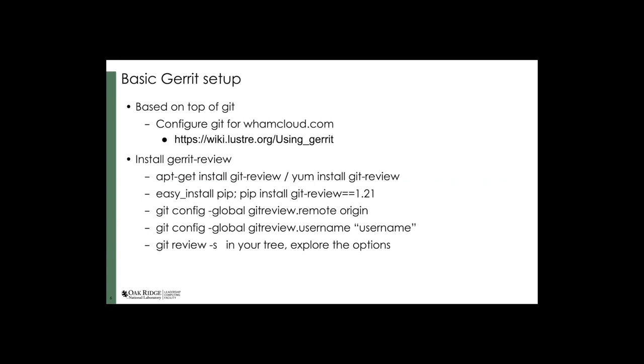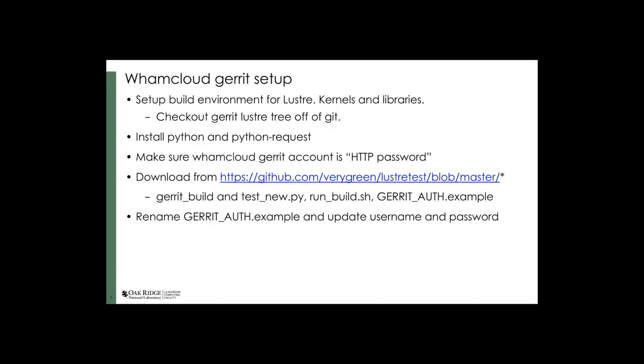And then you can use git review -s in your tree once you have it for Lustre. There are a lot of options to Git Review. It's something worthwhile to explore in your spare time. So it seems pretty easy. Git Review is on top of it, and you set it up. So now here comes the complicated part.